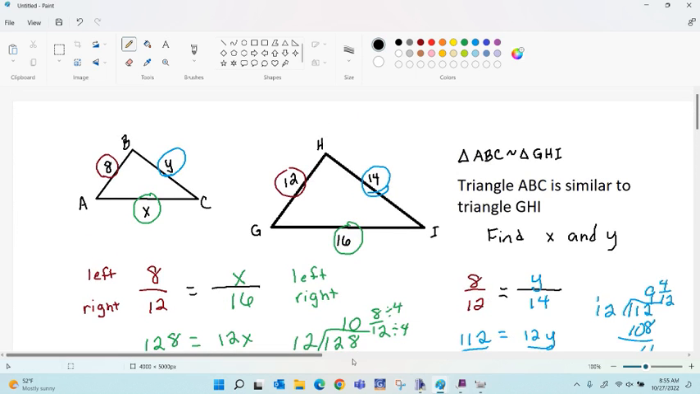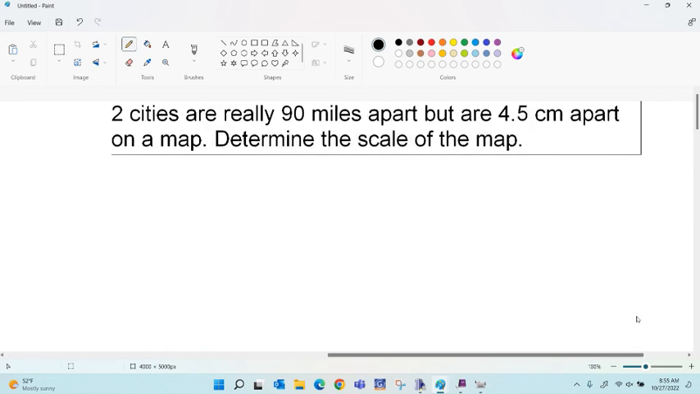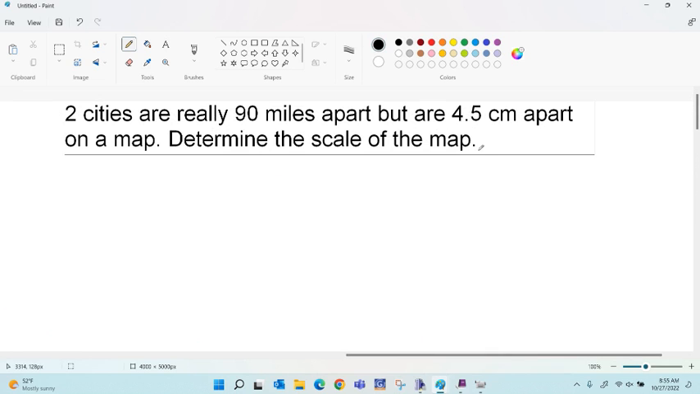Let's go over here where I have my next one. Two cities are really 90 miles apart, but are 4.5 centimeters apart on a map. We want to find the scale.